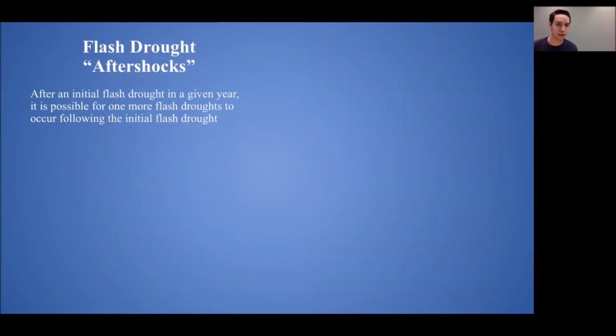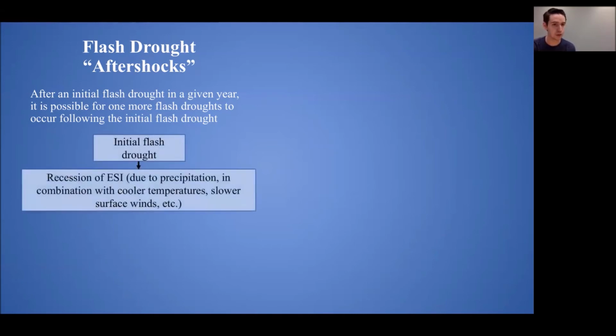And so this is Jeff's favorite slide because we have discovered a new thing associated with flash droughts. The idea is this, that if you have an initial flash drought in a given year, it's possible to have one or more flash droughts following that initial flash drought. Just outlining an example of this, let's say you have an initial flash drought, but then you have some sort of recession.